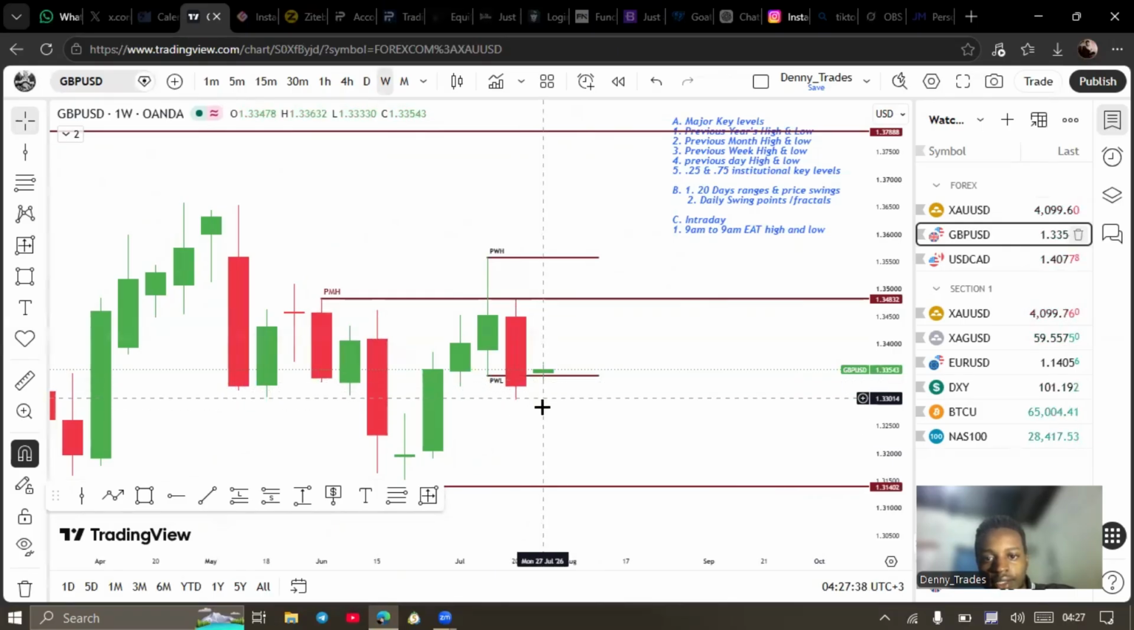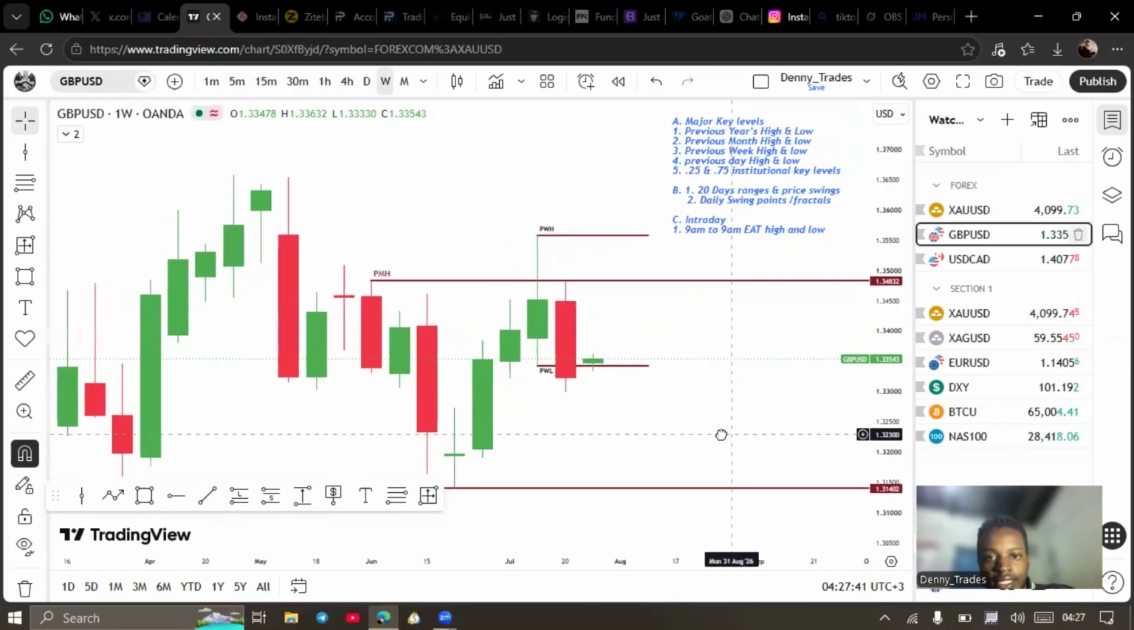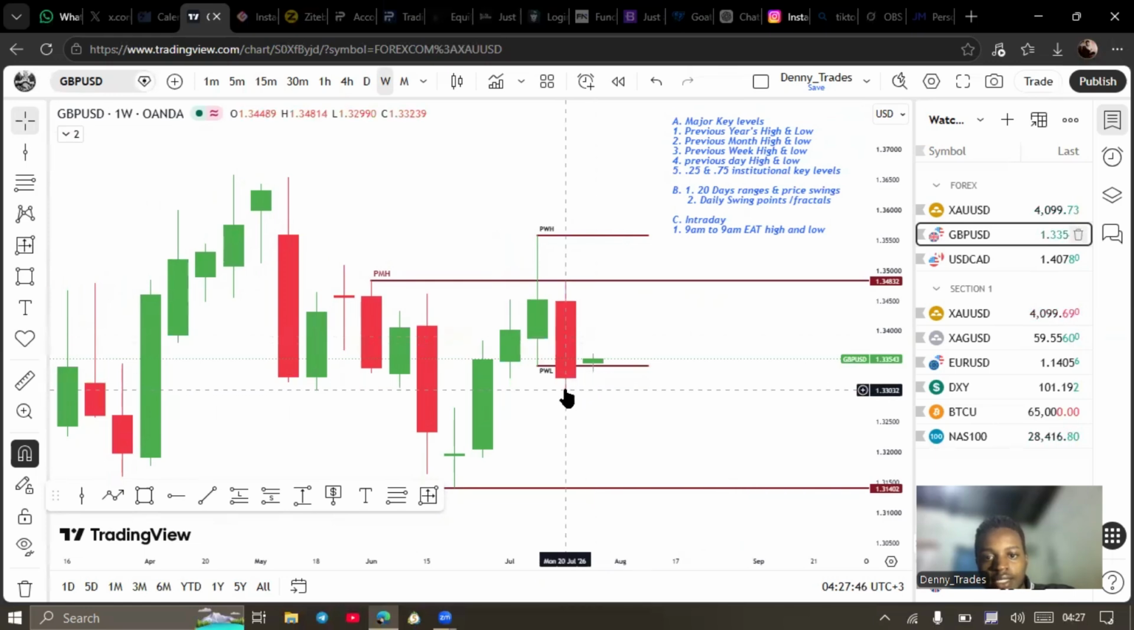Today is Monday, our first trading day of the week. In as much as price opened bullish, I still want to see price trade below the previous week's low. But if it fails to do that and this week closes bullish, then the following week our bias shifts to bullish. But for now, as long as this weekly candle has not closed above the previous weekly high, our bias on the weekly time frame is still bearish.